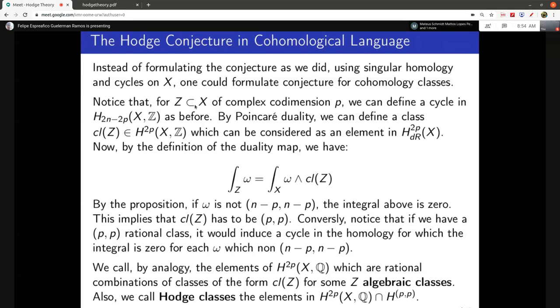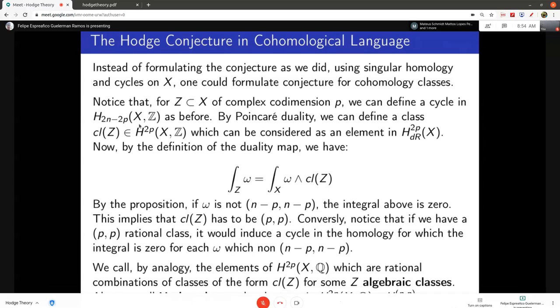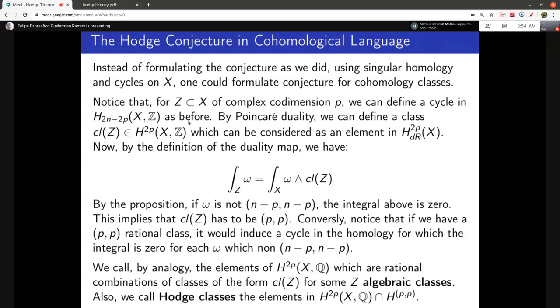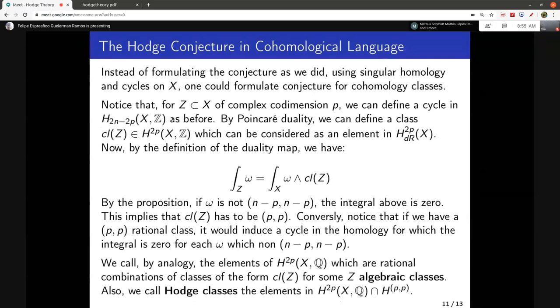So if we consider a complex manifold X and a complex subvariety Z of codimension p, we can define a cycle in H_{2n-2p} as we did before. If it is singular, we can consider the resolution. If it's smooth, we can just include the orientation class. Then this is a cycle in this homology, and by Poincaré duality, we can define a class in H^{2p}. And of course, we can include this cohomology in the de Rham cohomology, so this is an element in the de Rham cohomology.